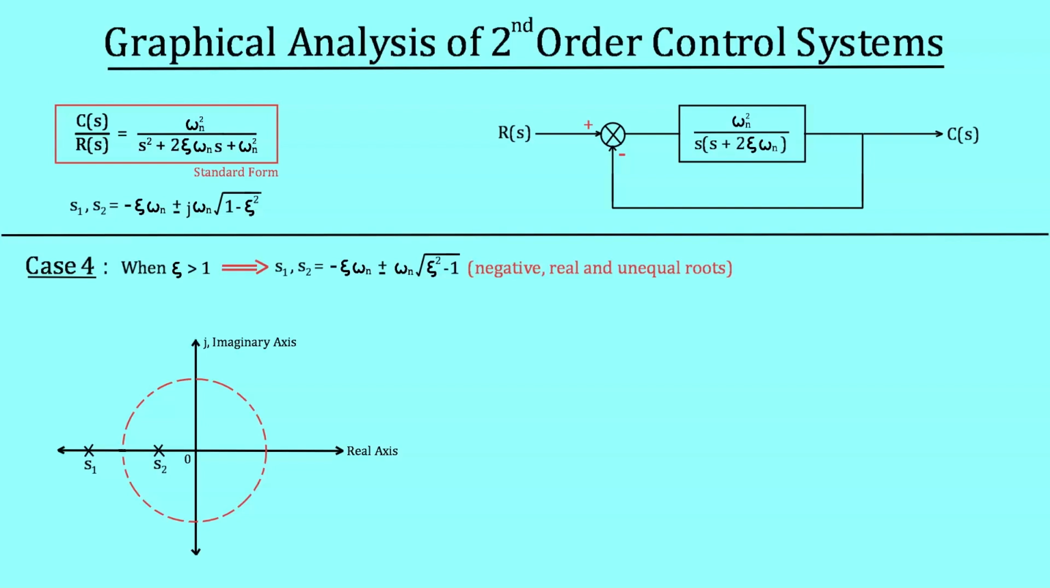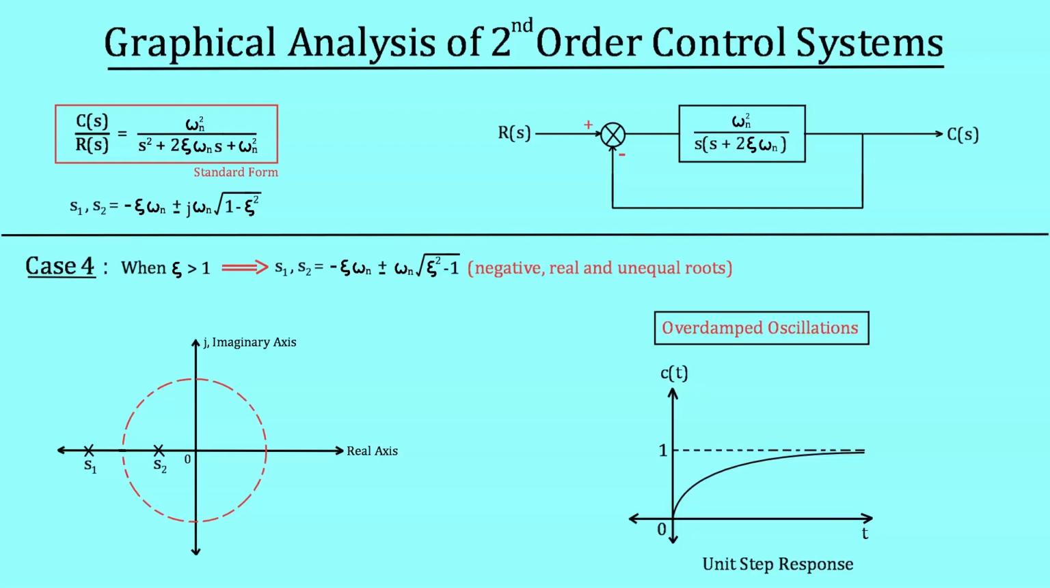The most desirable case is actually the second case, when the value of zeta is greater than 0 and smaller than 1. As you will see later, there are so many performance parameters for case 2 that it is easy to maintain and regulate its output values. The unit step response in this case also does not have any oscillations. This case is particularly referred as the case of overdamped oscillations.